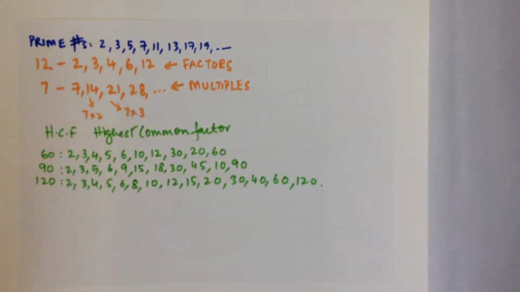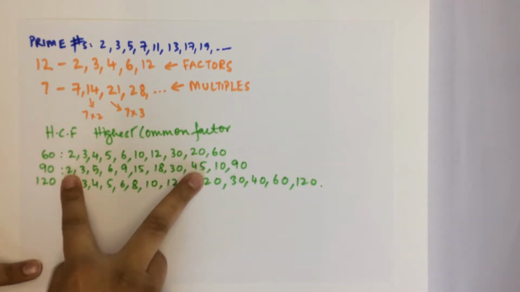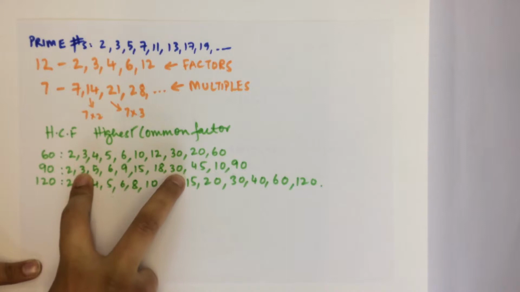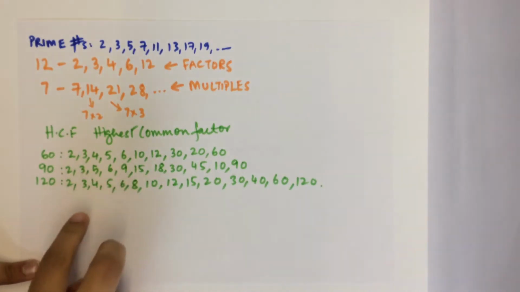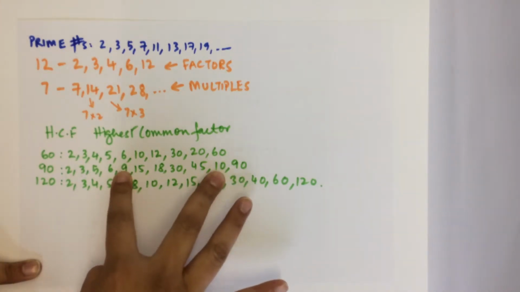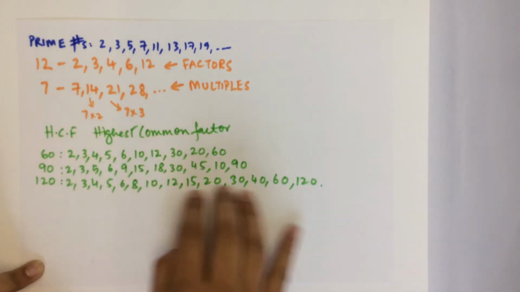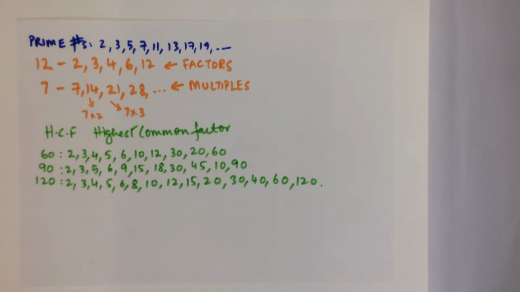Now how am I writing all these? 2 45 times is 90, hence both of them are factors. 3 30 times is 90, hence both of them are factors. Right? 9 10 times 90, so 9 and 10. 90 1 times is 90, so 90 is there. So that's how I've written all the factors here.